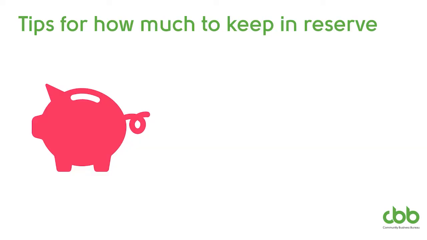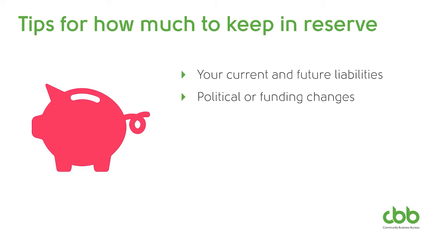These include your current and future liabilities, so including things like staff entitlements for long service leave or redundancy. Political or funding changes that may impact on future income. For example, if you're moving from receiving grant payments in advance to payments in arrears, you'll need some cash on hand to manage cash flow.